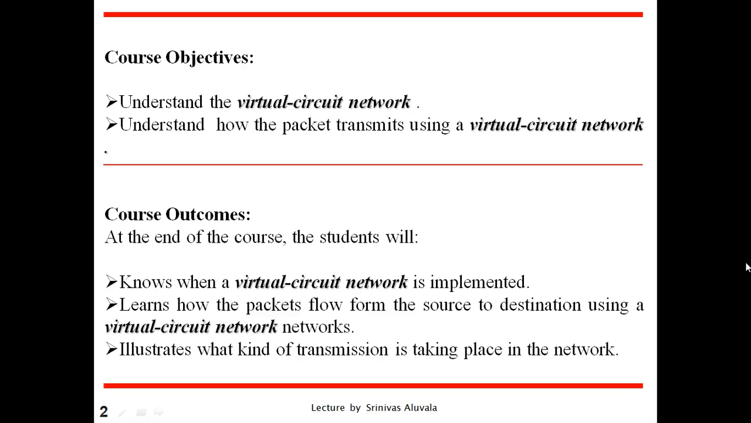Before we move on to the presentation, let us know the course objectives. The course objectives are: students understand the virtual circuit network, and understand how the packet transmits using a virtual circuit network in data communications. At the end of the course, the course outcomes are that students will be able to know when a virtual circuit network is implemented, learn how the packets flow from the source to the destination using a virtual circuit network, and illustrate what kind of transmission is taking place in the network.